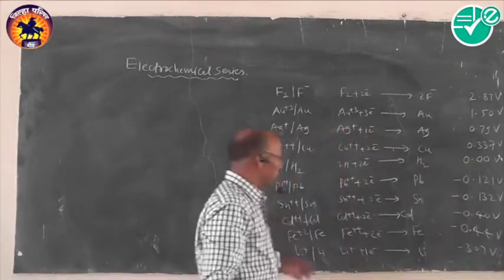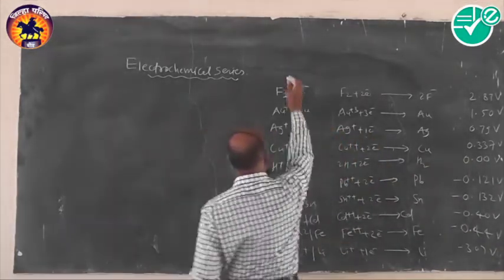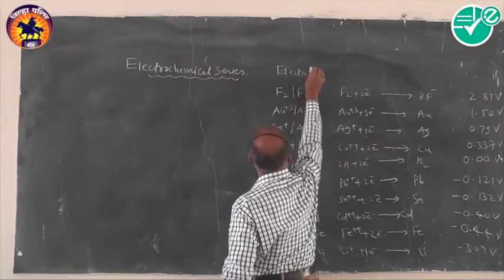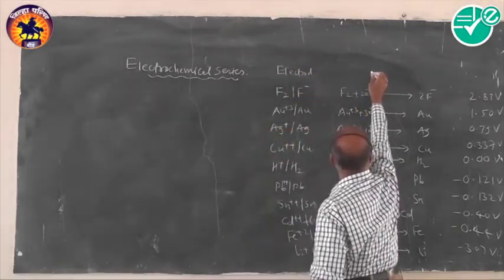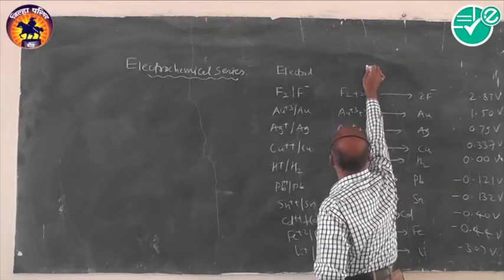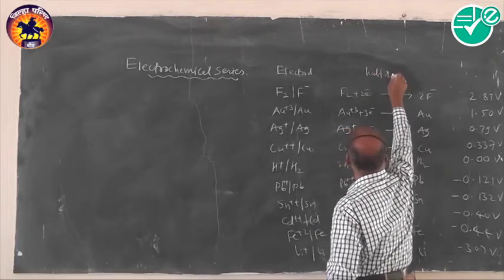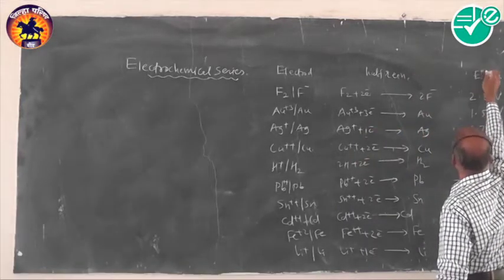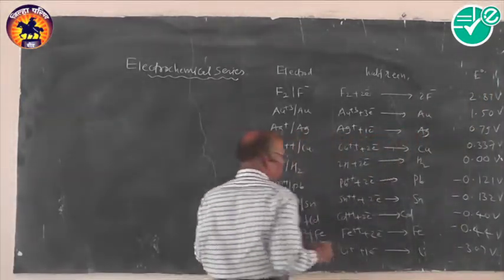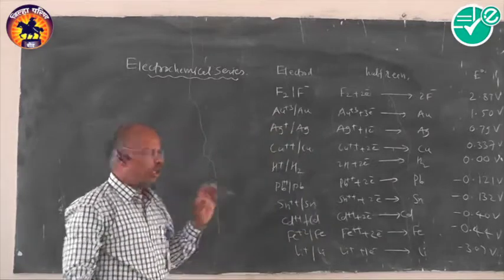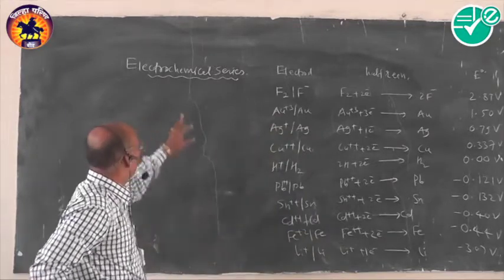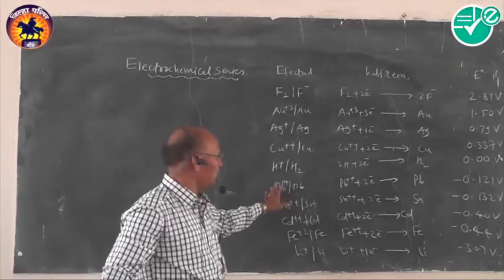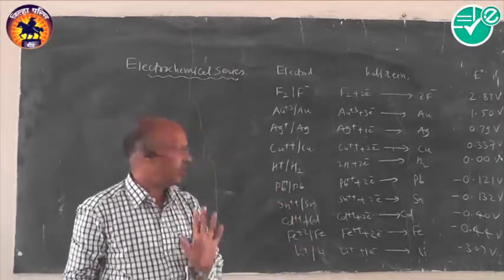Okay. And we'll have the data here, just the electrode which is written like this. Then it is the half reaction. Then it is the E standard values. Okay. So this data is with us. Now with the help of this data, we have to define here the term, what is the electrochemical series first. Then we have to make the explanation about the applications of the electrochemical series.